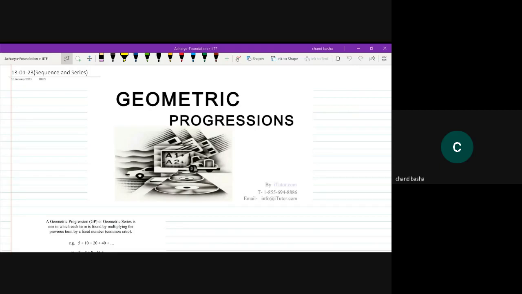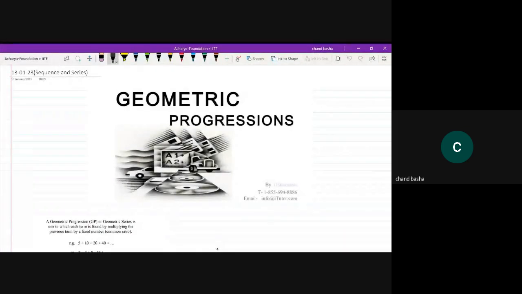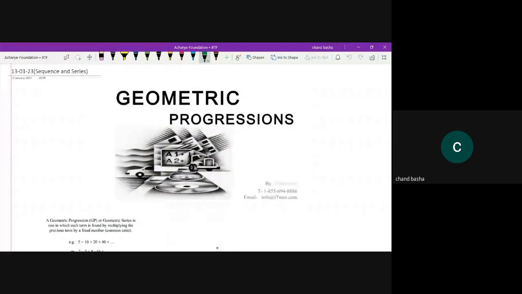Just as I said, today I'm going to start with the geometric progression. But before going to that, I'm going to revise the arithmetic progression concept. You know that the arithmetic progression is what? If one fixed constant is added to the previous value, then the given sequence is said to be in AP, arithmetic progression.